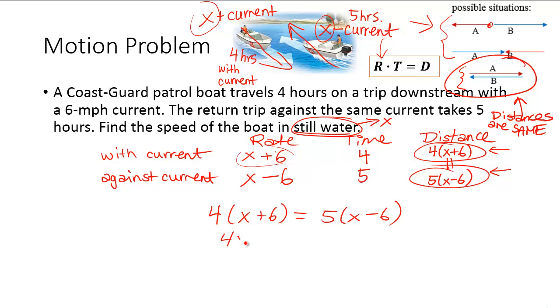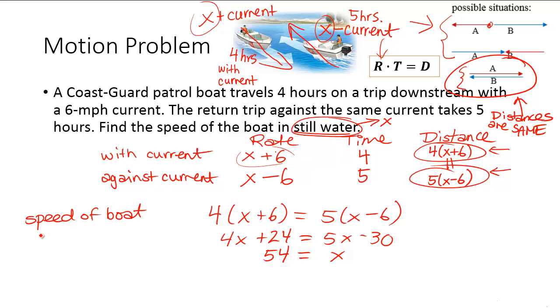We can solve this equation. Subtract 4x, you'll get x on this side. Add 30, you'll get 54. So you know that the speed of the boat in still water is 54 miles per hour.